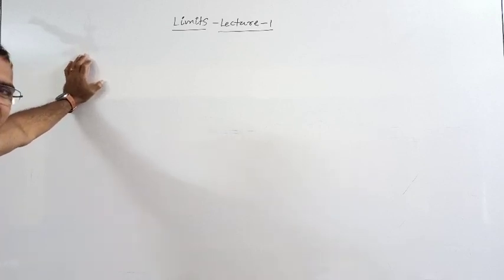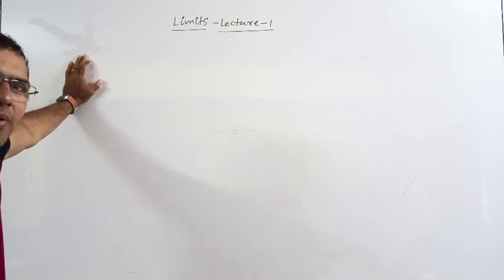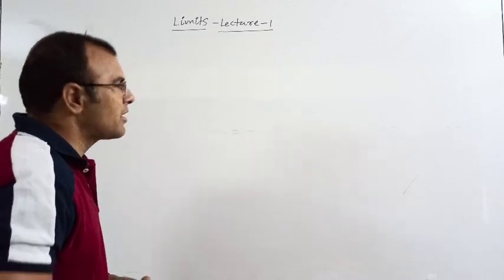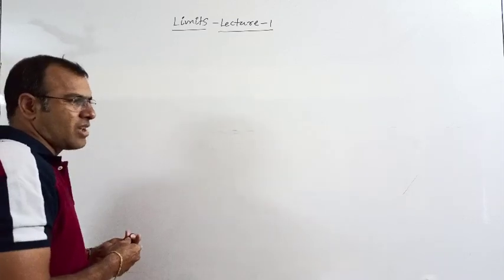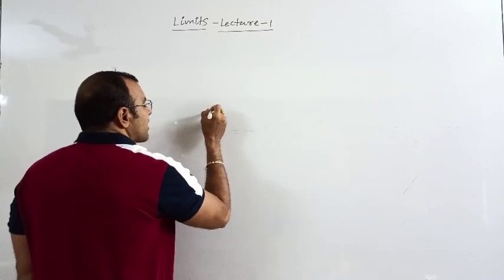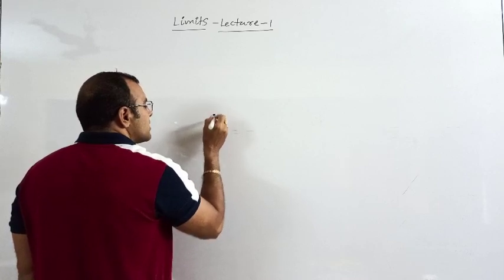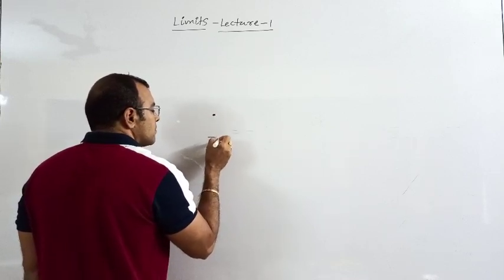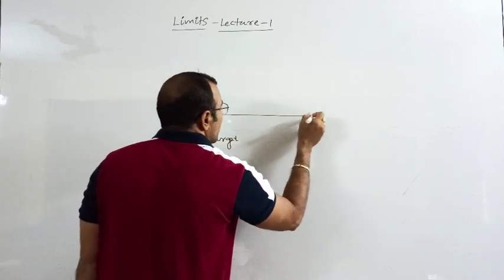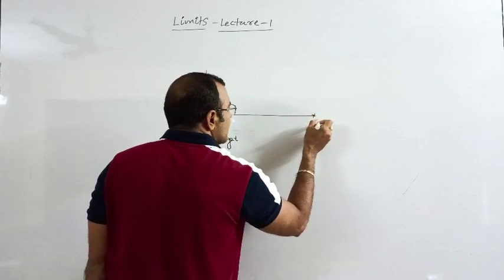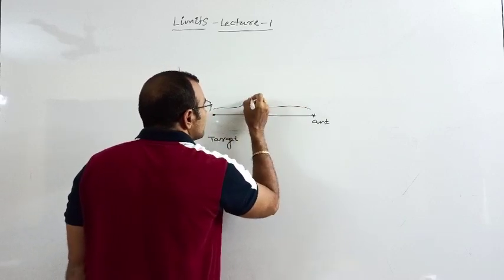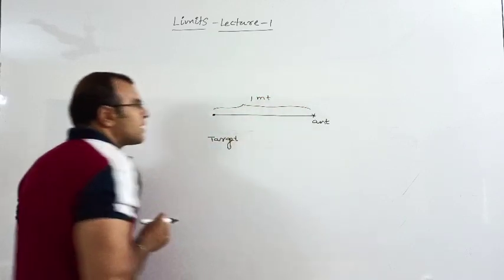So first I will give you a small example regarding limits. I will take only 2-3 more minutes. For example, you see, this is the target point. Assume this is the target. Suppose an ant is here, and suppose this is 1 meter. Assume this is 1 meter away.